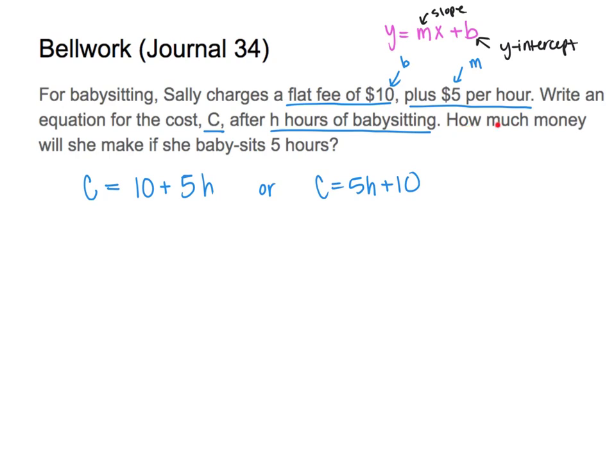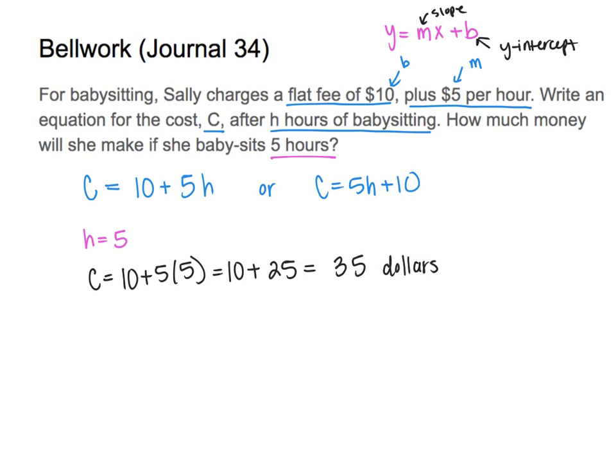And we also need to read the second part. It says, how much will she make if she babysits for 5 hours? Well, now that we have an equation here, and we know that h here is 5 because she's babysitting for 5 hours, then we can easily plug this number into our equation. So I'm going to go ahead and do that. So c is equal to 10 plus 5 times 5 hours. And so that's going to give me 10 plus 5 times 5 is 25. So it looks like she's going to be making $35 after 5 hours. And so that is my final answer.